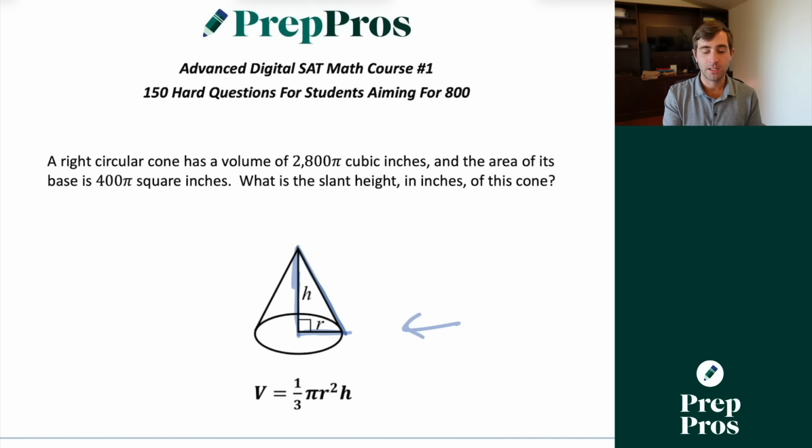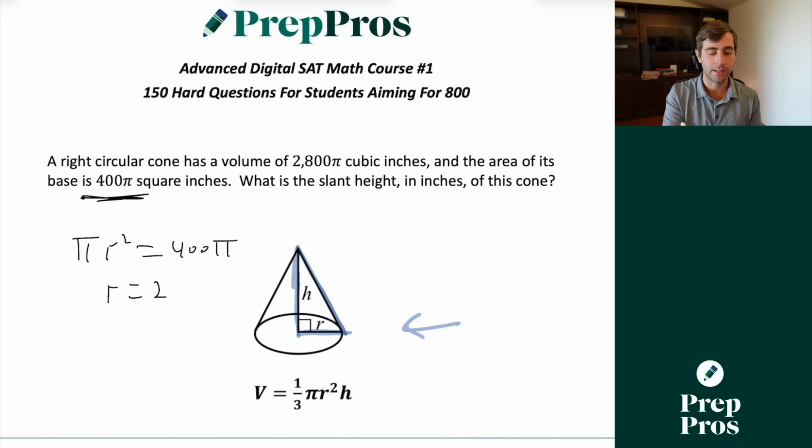So the base of a cone is a circle. So if the area of the base is 400 pi square inches, we can use that circle formula of pi r squared is equal to 400 pi. And that will give us that our radius is 20. So we know that part. Now we just need to figure out the height. And then we can do a squared plus b squared equals c squared.